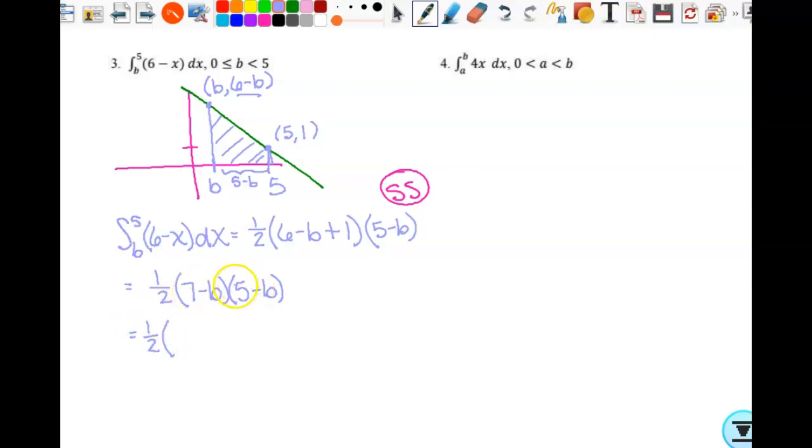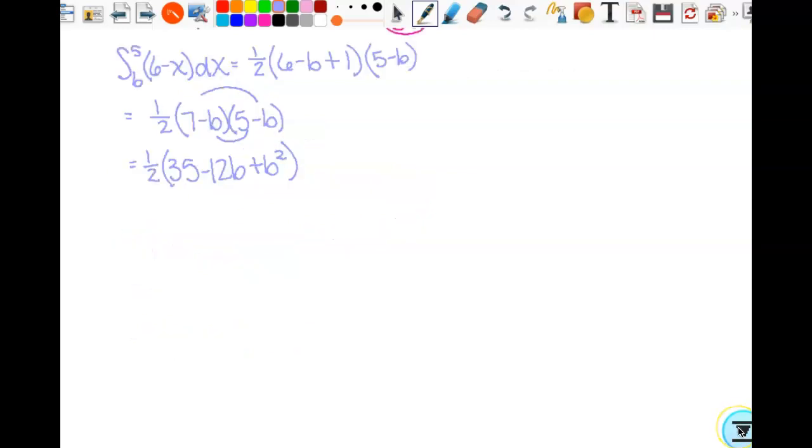So I'm going to multiply 7 times 5, that gives me 35. Then 7 times negative b, that's going to be negative 7b, and negative 5b, together to give me a negative 12b. And then negative b times negative b is b squared. That could possibly be what the multiple choice answer looks like.